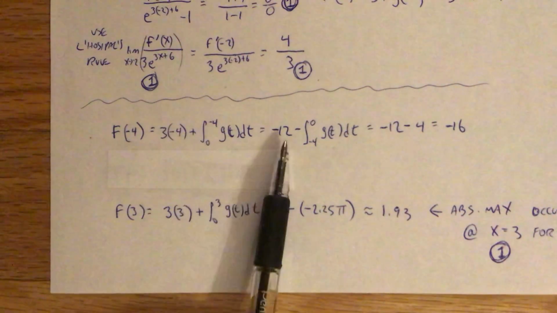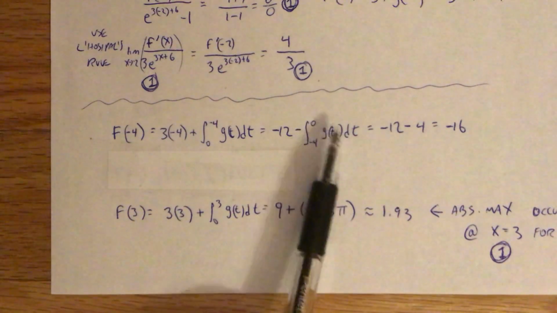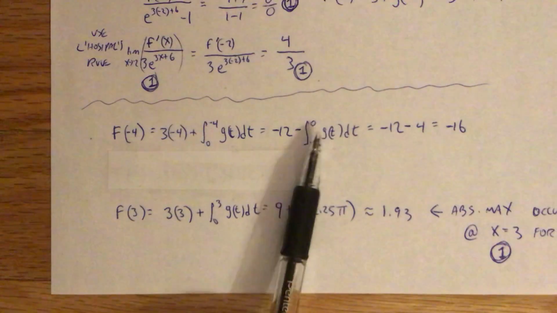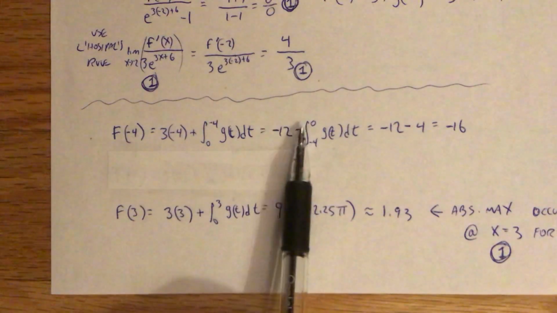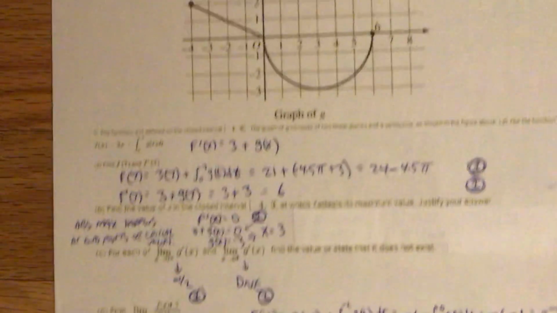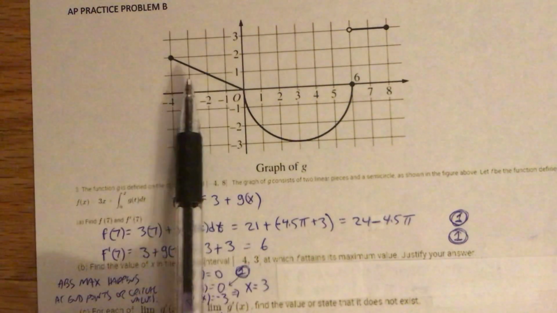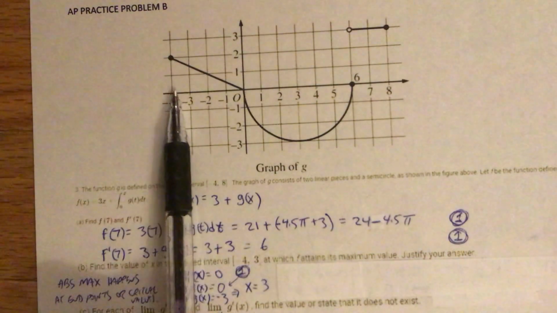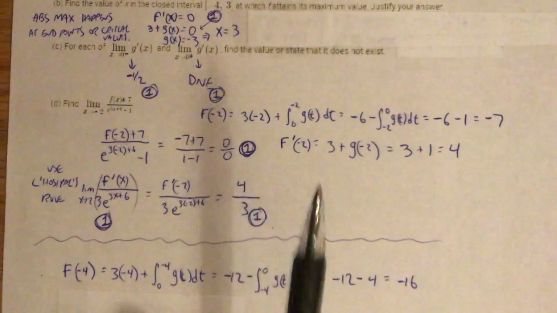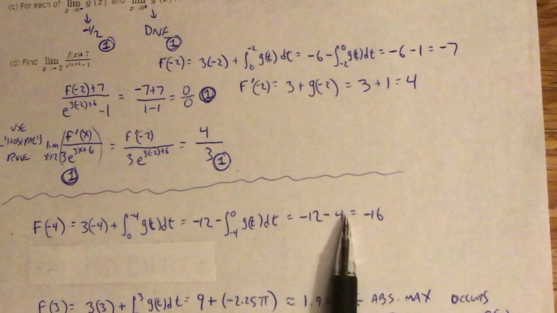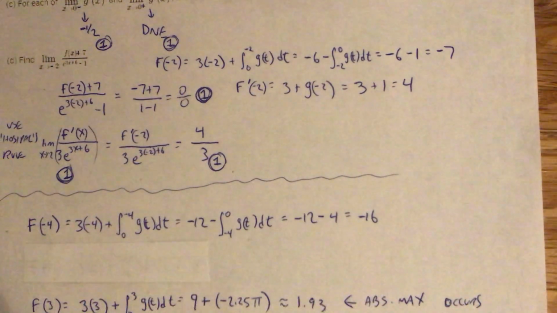So now 3 times negative 4 is negative 12. The plus sign became a minus sign. I'm now integrating from negative 4 to 0 of that g function. This integral is 4. If I go back and look at the function from negative 4 to 0, that's this triangle here. The area of this triangle is 1/2 base times height, which is 1/2 times 2 times 4, which comes out as 4. All right, so that's how I'm getting this value. So basically it's negative 12 minus 4, which is negative 16.